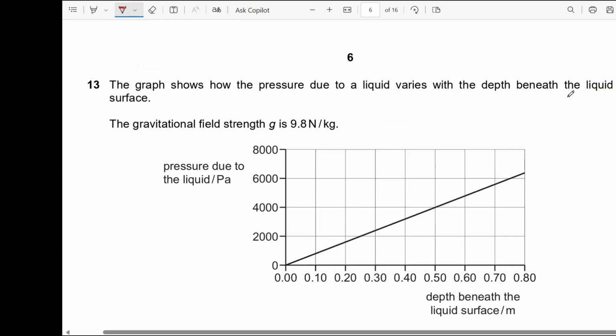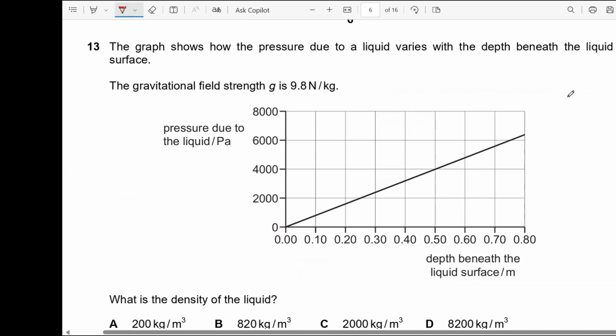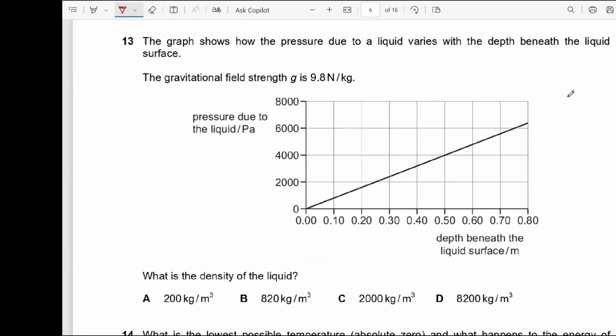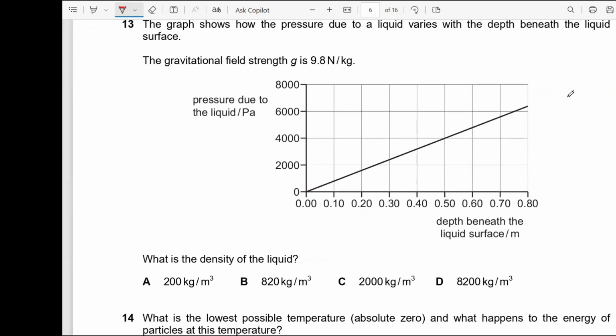A graph shows how the pressure due to a liquid varies with the depth beneath the liquid surface. The gravitational field strength is this. What is the density of the liquid? How can you find the density?